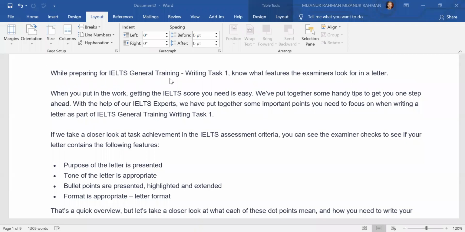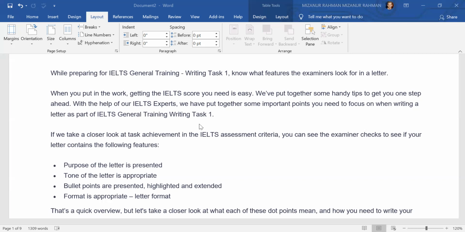While preparing for IELTS general training writing task 1, know the features the examiners look for in a letter. Well, when you put in the work, getting the IELTS score you need is easy. We have put together some handy tips to get you one step ahead. With the help of our IELTS experts, we have put together some important points you need to focus on when writing a letter as part of IELTS general training writing task 1.